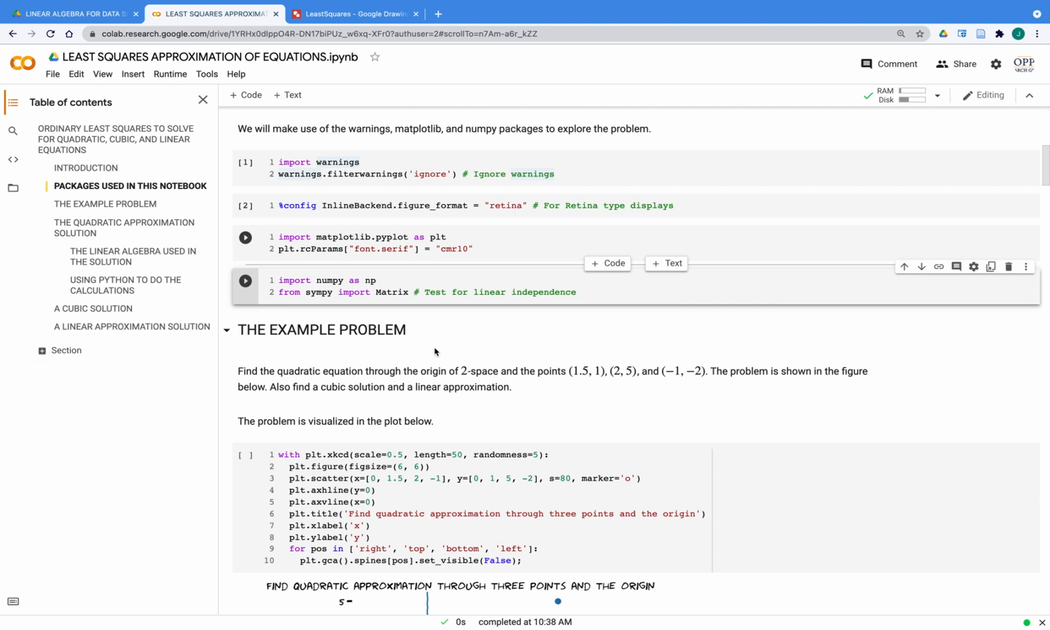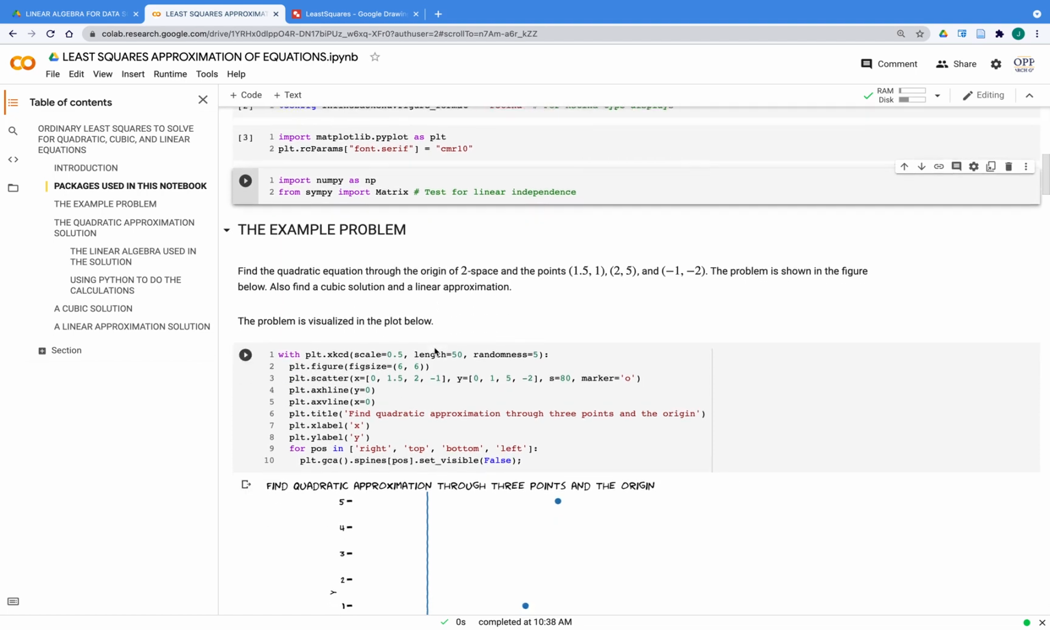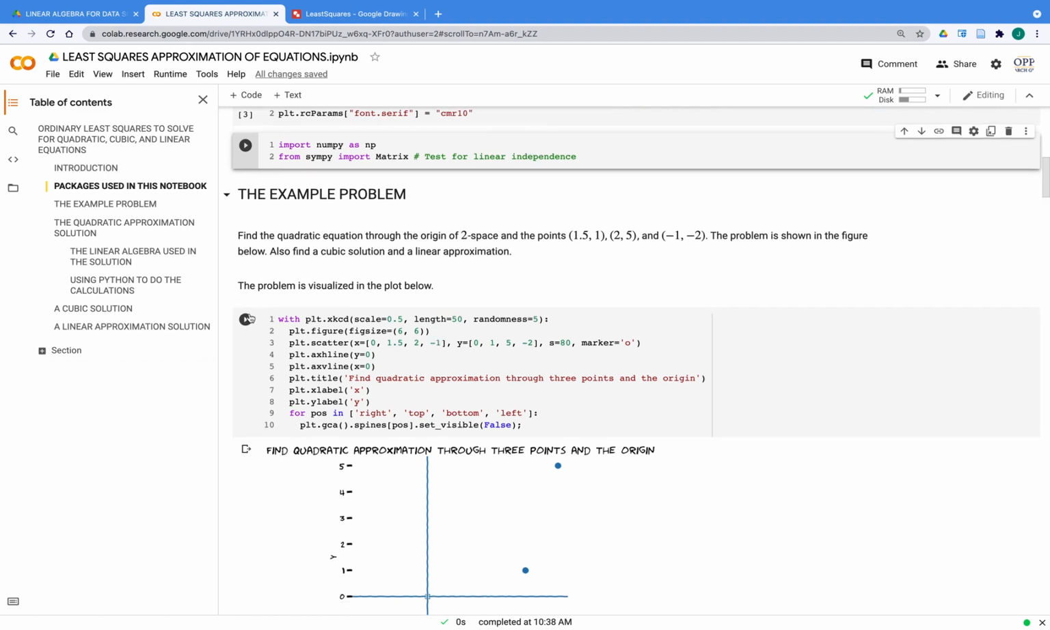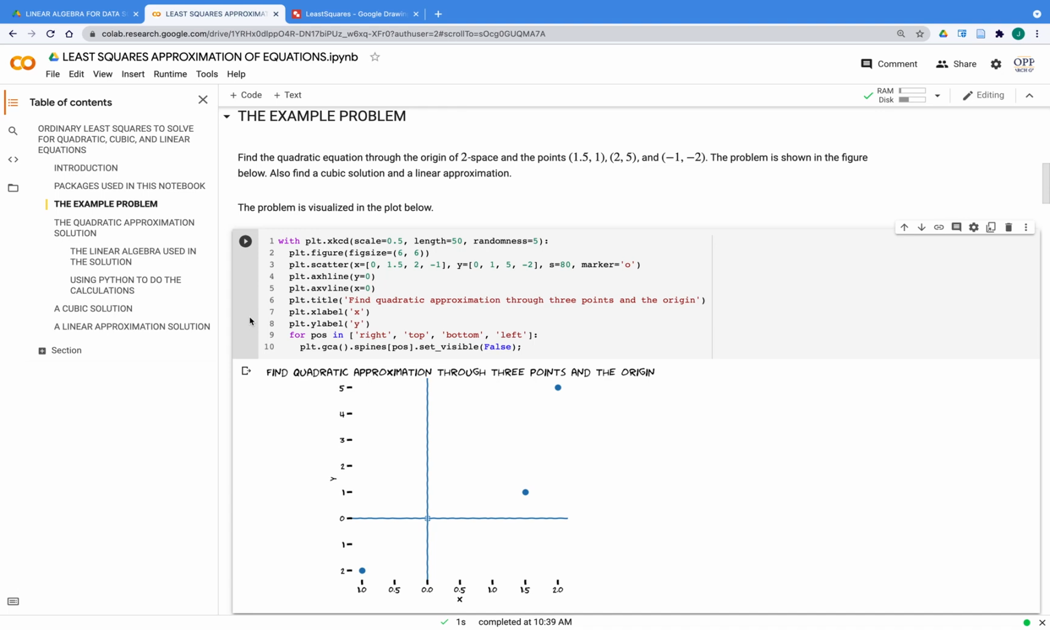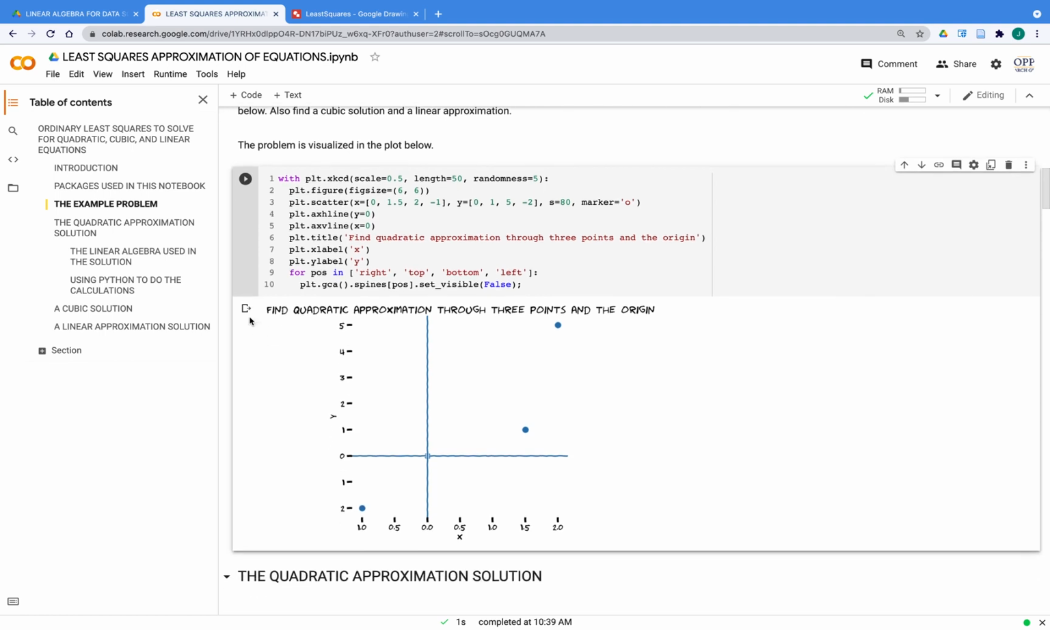So here's our example problem. Let's set up this problem. We have a two-space, so Cartesian plane, x and y coordinates. And we have these 3 points: (1.5, 1), (2, 5), and (-1, -2). And as you can see here, we have this picture of the problem. And that's the theme I'm using, XKCD, very famous. And it's just a bit of whimsy as far as our plotting is concerned.